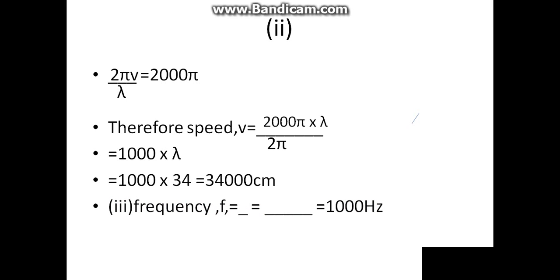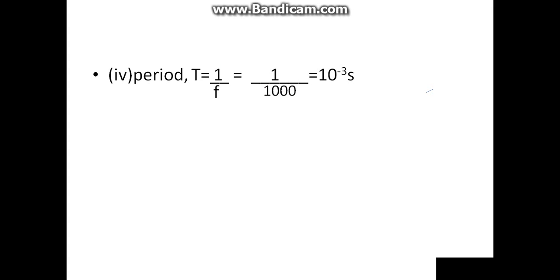III, frequency f equals v over lambda, which equals 34,000 over 34, which gives us 1000 Hertz. IV, period T equals 1 over f, which equals 1 over 1000, which equals 10 raised to the power minus 3 seconds.